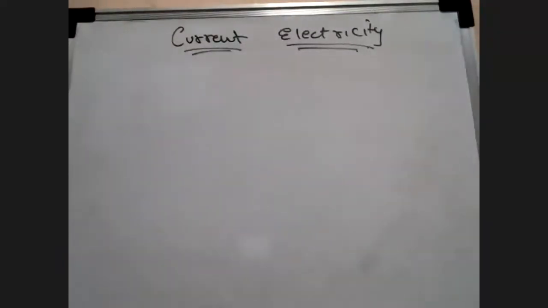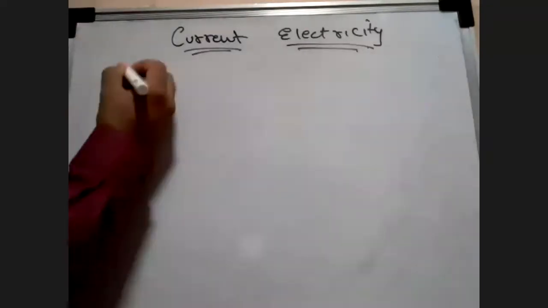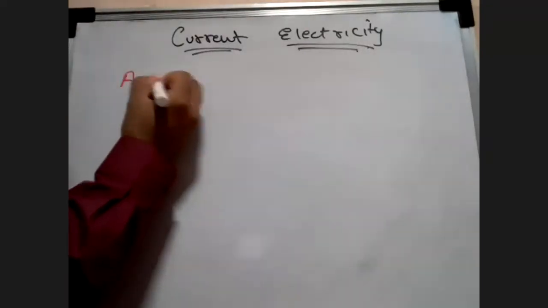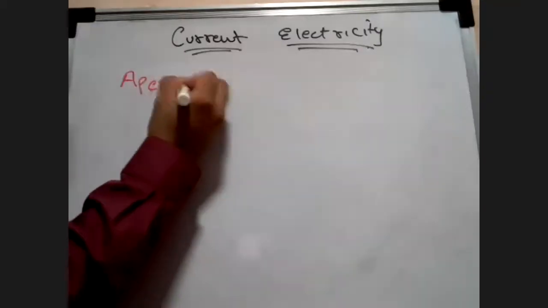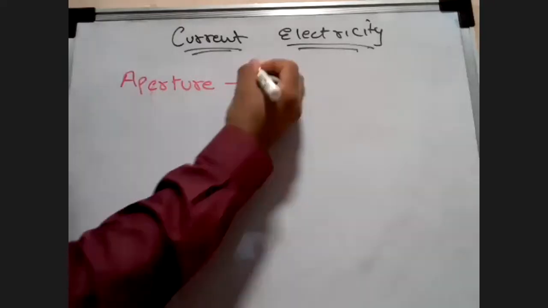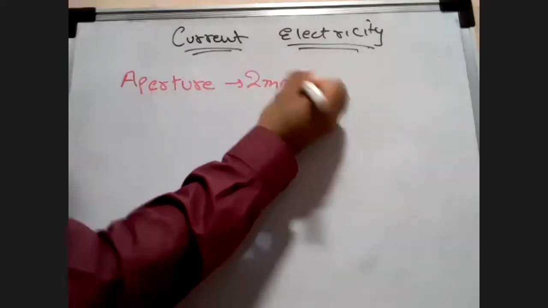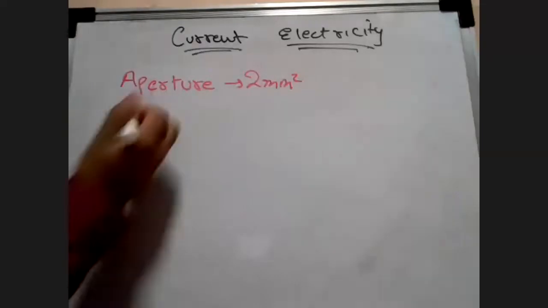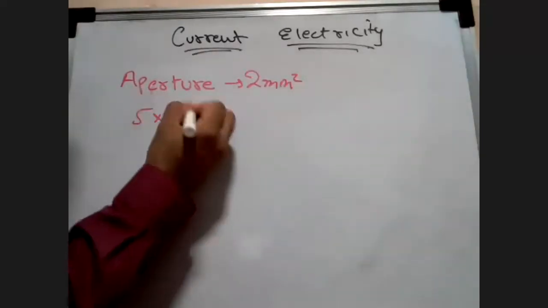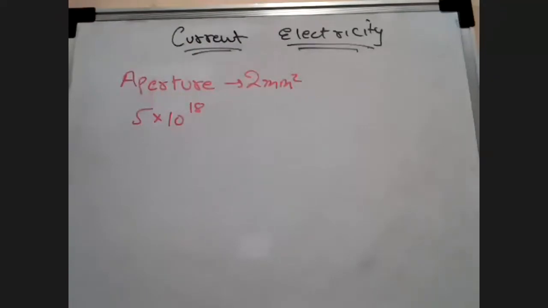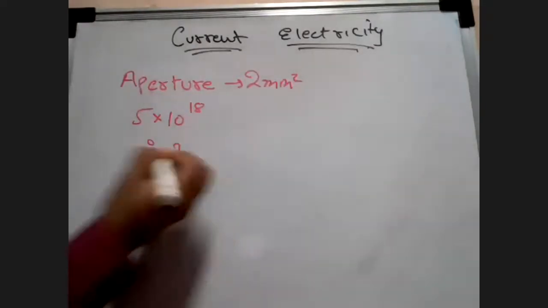Now listen to me. There are 2 minutes left, so we will do two numericals immediately. An electron beam is there, and it has an aperture. Electron beam having an aperture 2 millimeters square. A total of 5 into 10 raised to 18 electrons go through a perpendicular cross section per second. Find out what is current. What is going to be the current?